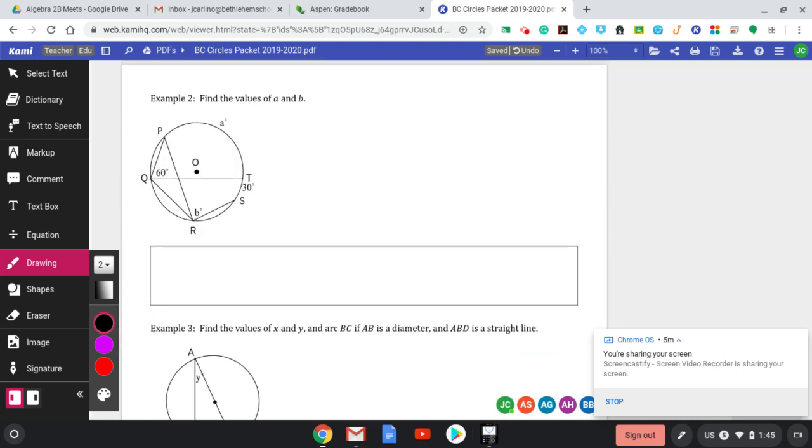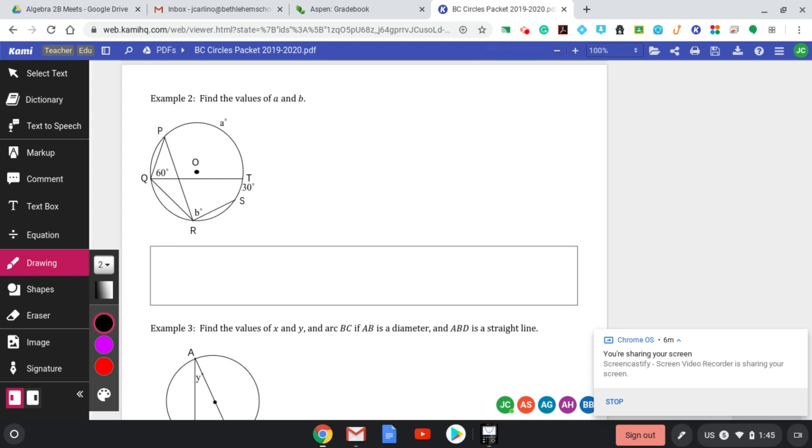Moving on. All right, find the values of A and B. Whew, all right, we got a lot going on here. A lot of lines flying around, huh? Okay, so let's start with A now.